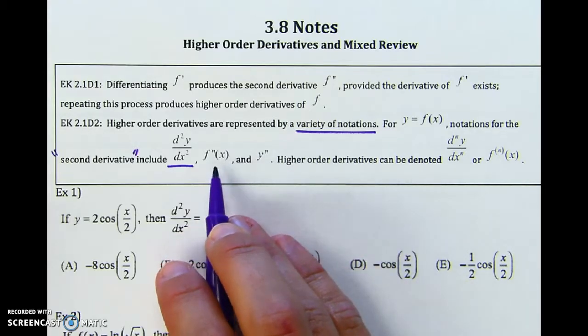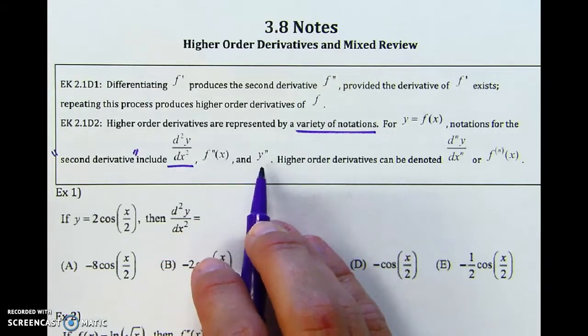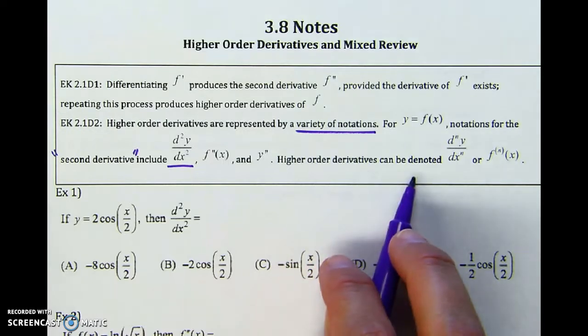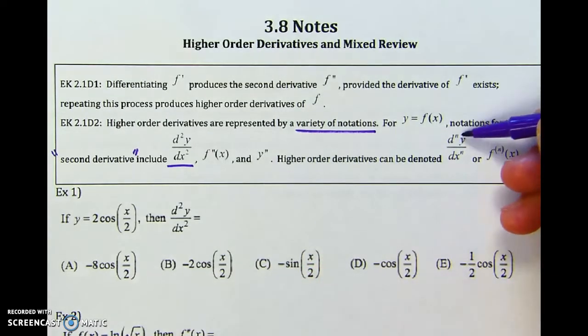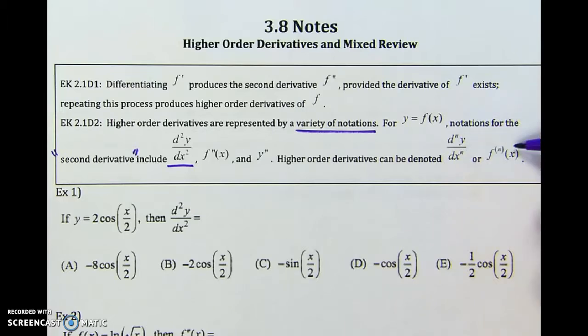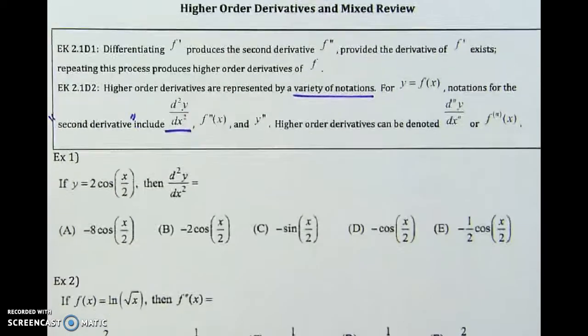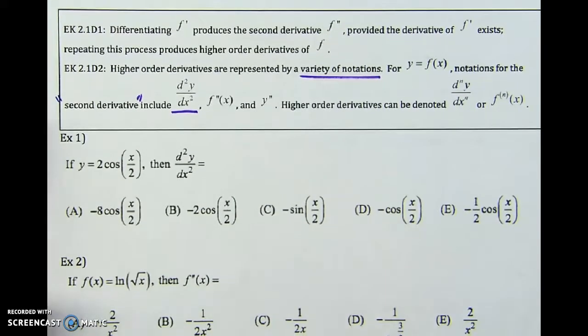Here we call this f double prime and y double prime. Higher order derivatives can be denoted, so if you want the third derivative or the fourth derivative, you put the number here and here and here. In the future I'll explain why, but for now, we're just going to find the answer, okay?